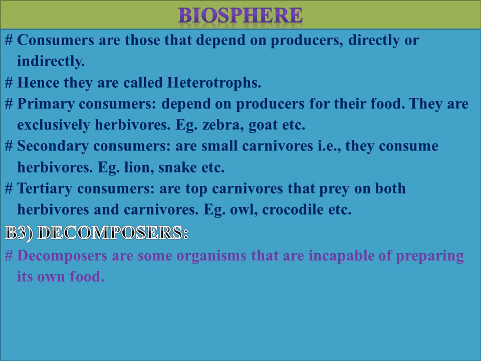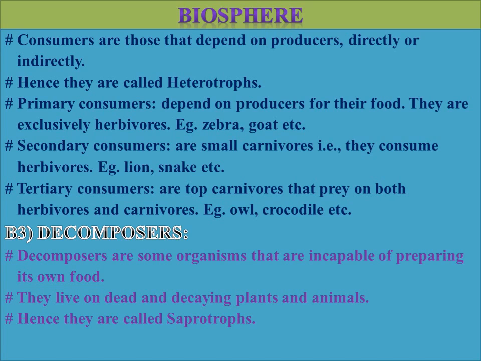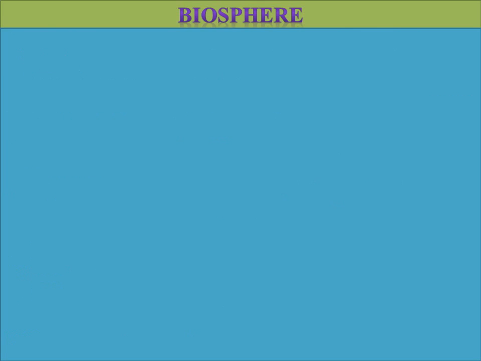Decomposers are organisms that are incapable of preparing their own food. They live on dead or decaying plants and animals. Hence, they are called saprotrophs. Examples: fungus, mushrooms, etc. We are going to learn about components of ecosystem. The last heading is energy components.